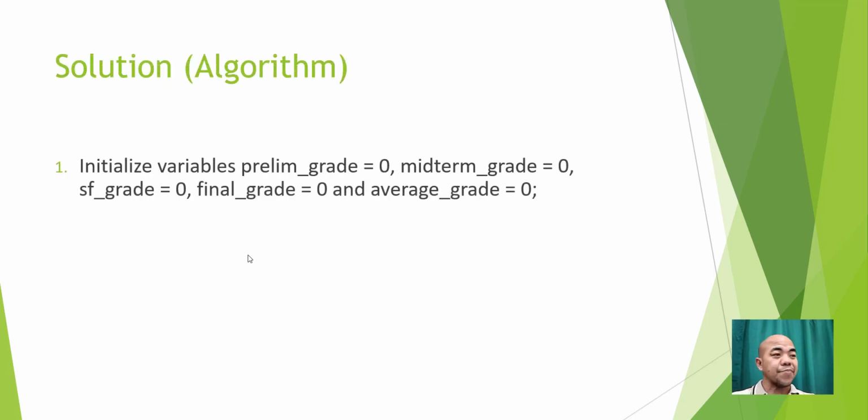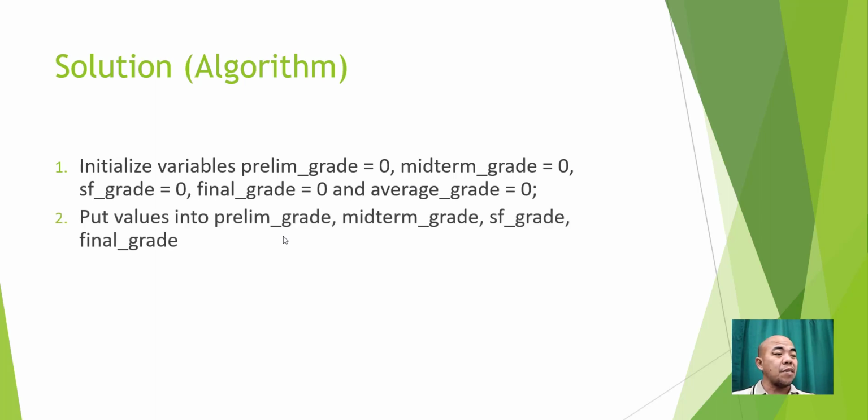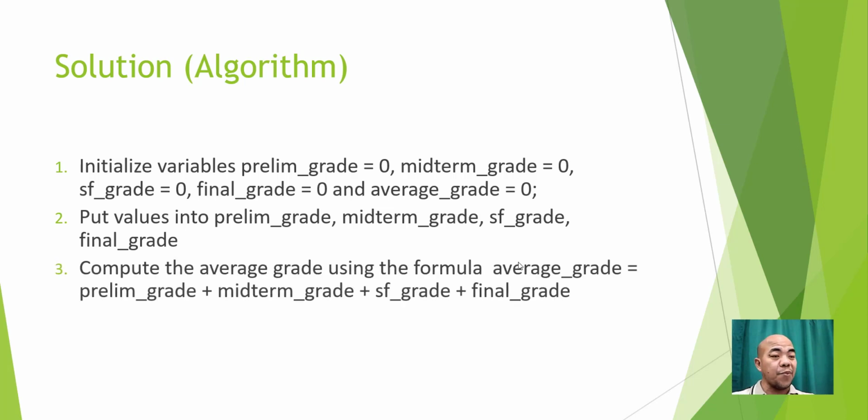Now for the solution, initialize variables. We have here prelim grade, 0, these are the variables, then midterm grade, which is equal to 0, semifinal grade, which is equal to 0, final grade, 0, and average grade is 0. Now we don't know the average grade yet because we have no value yet for the prelim grade, midterm grade, semifinal, and final grades. So the next thing is to put values. So we're going to put values for all of these: prelim grade, midterm, semifinal, and final grade. Then once all of these have values already, that's the time that we can compute the average grade using the formula. Average grade is equal to prelim grade plus midterm grade plus semifinal grade plus final grade divided by 4.